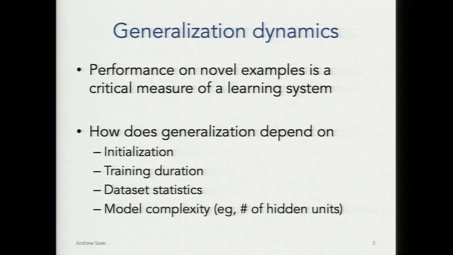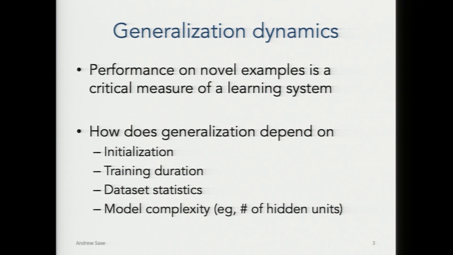So the goal here really is to understand how performance on novel examples evolves over the course of training. And I'll be focusing on neural networks, artificial neural networks today. And we'll investigate things like how does generalization depend on initialization, how long you train for, the data set statistics, the model complexity, and things like this.